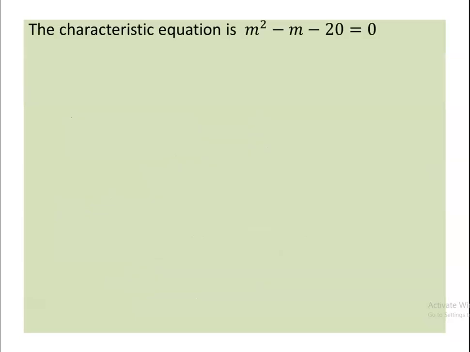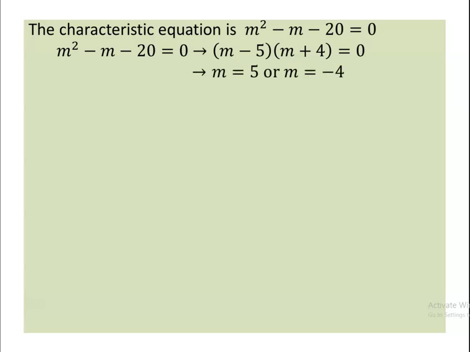The characteristic equation for that will be m squared minus m minus 20 equals 0. So we need to think of two numbers whose sum is negative 1 and product is negative 20. The numbers are clearly negative 5 and 4. So this can be factored as m minus 5 into m plus 4. So the values of m are 5 and minus 4. Therefore clearly x of t is now known. C1 e to the power 5t plus C2 e to the power minus 4t.